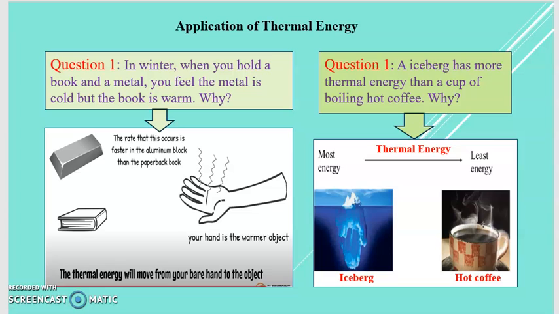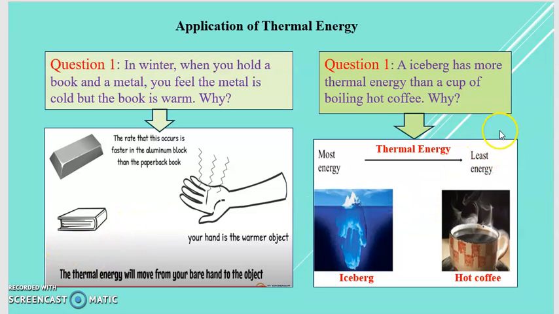We apply thermal energy in our life very often. In winter, when you hold a book and a metal, you feel the metal is cold and the book is warm. Why? Because metal is a good conductor for heat. So when you hold the metal, the heat goes away, but the book is an insulator for heat.